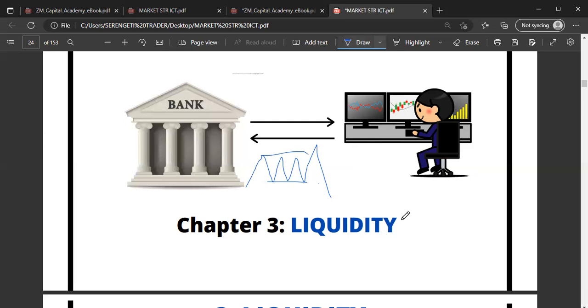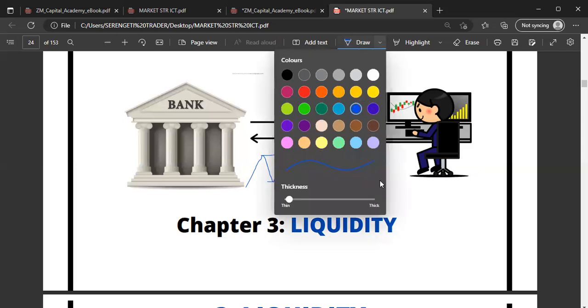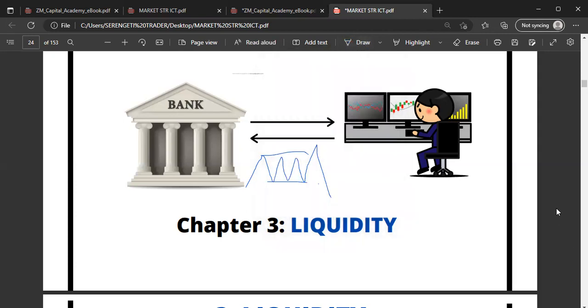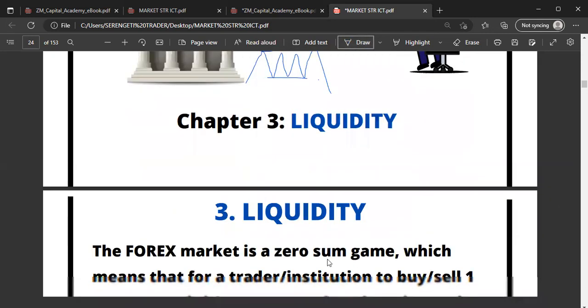But also we have another kind of liquidity, which is the one which is always the professional one. That's a simple type of liquidity that we always use. Okay, let's continue. Liquidity is here.